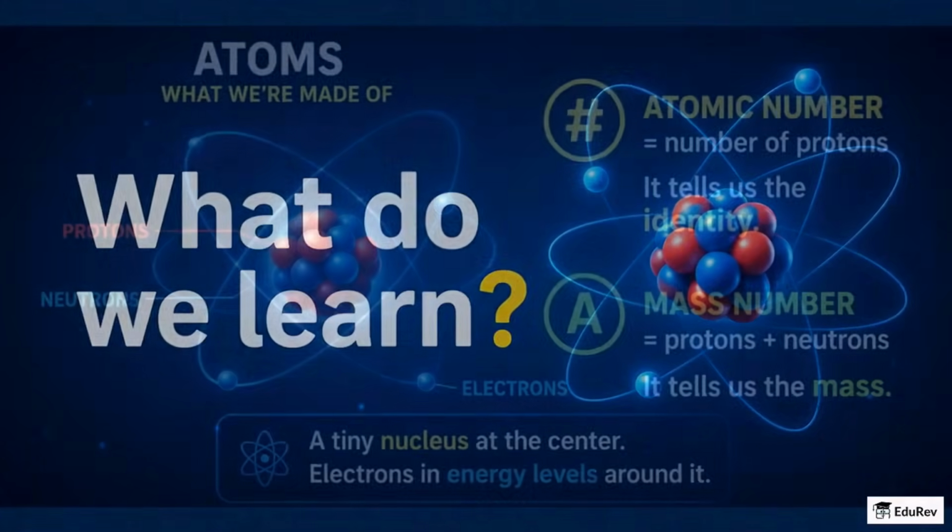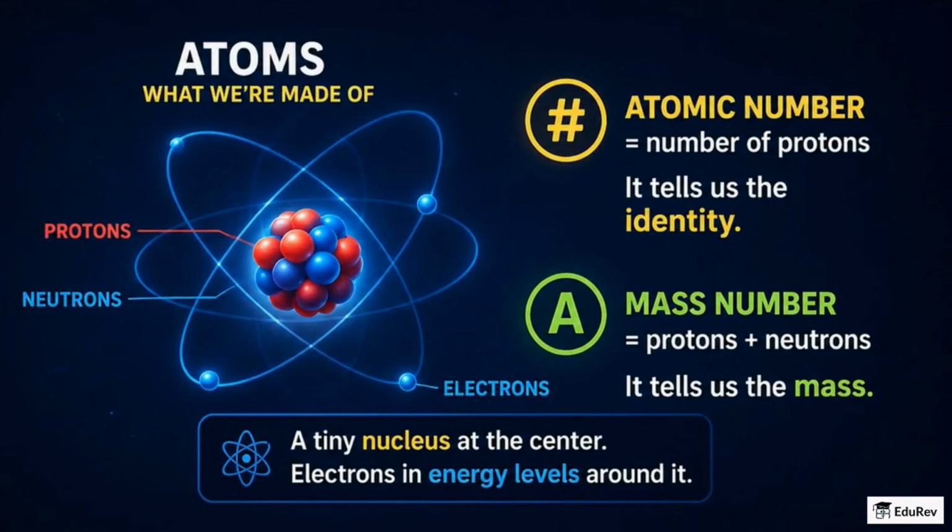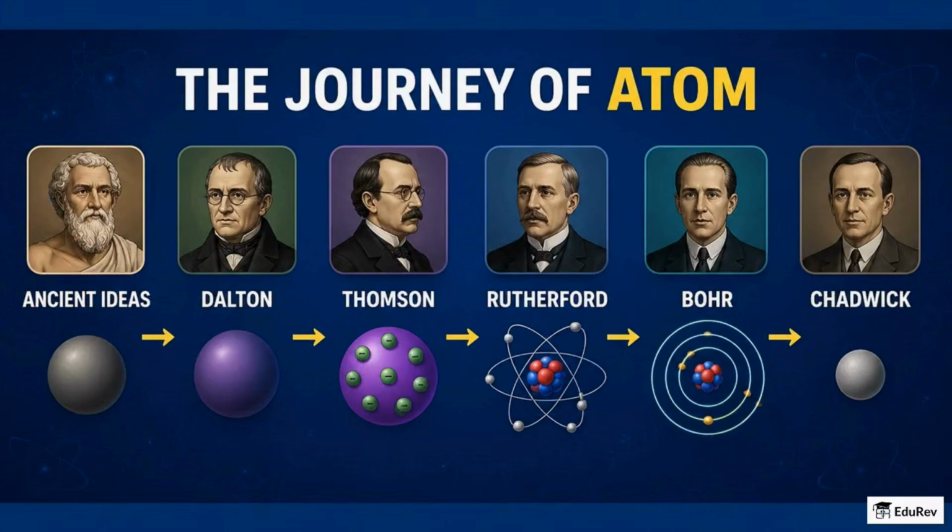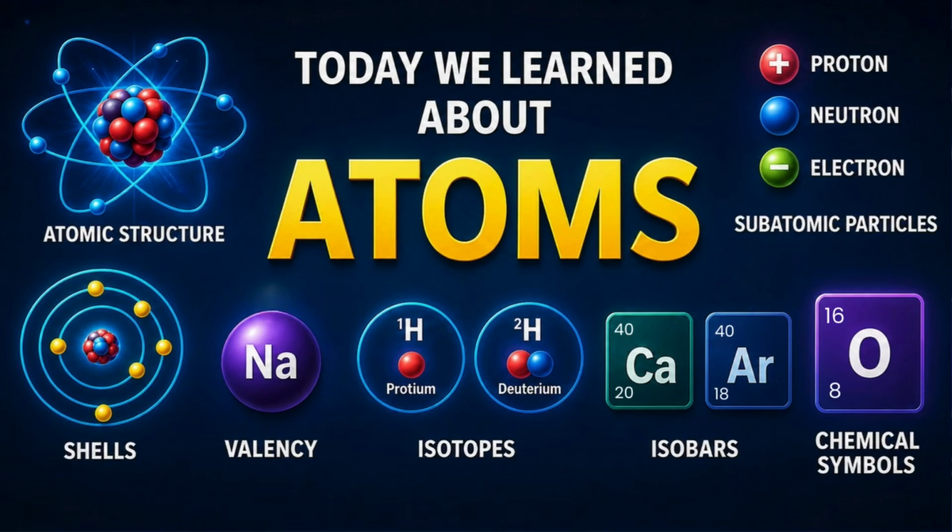So what do we learn from this? We learn that atoms are made of a tiny, dense nucleus of protons and neutrons, with electrons in energy levels around it, and that atomic number and mass number tell us who we are. Let us quickly remember. Ancient ideas led to Dalton. Electrons were found by Thomson. Nucleus by Rutherford. Bohr gave energy levels, and Chadwick found the neutron. So today, we learned about atomic structure, subatomic particles, shells, valency, isotopes, isobars, and chemical symbols.